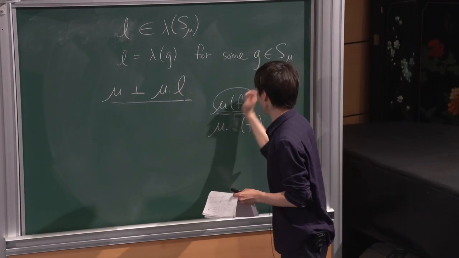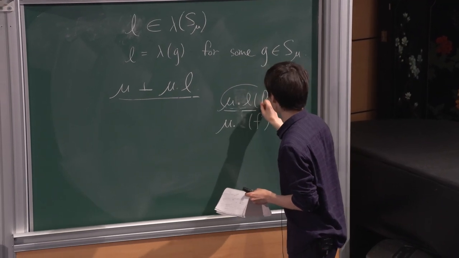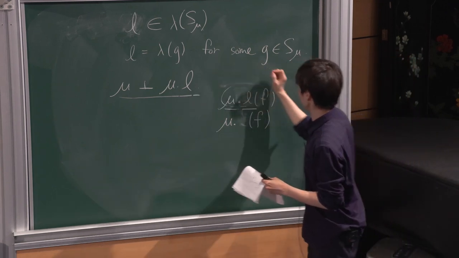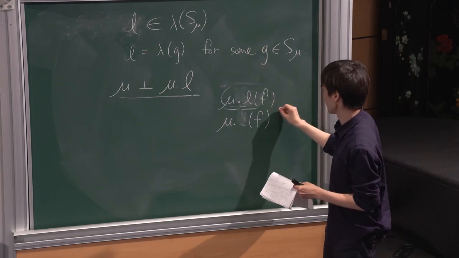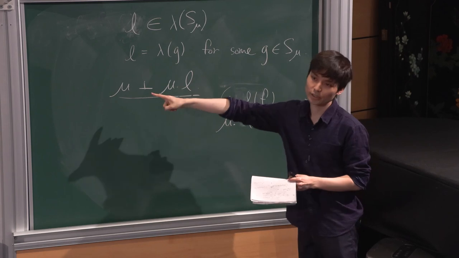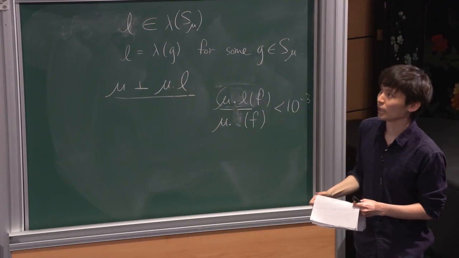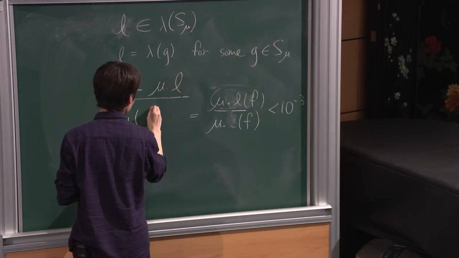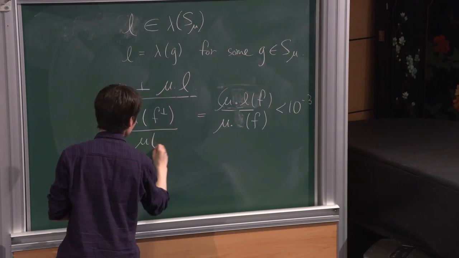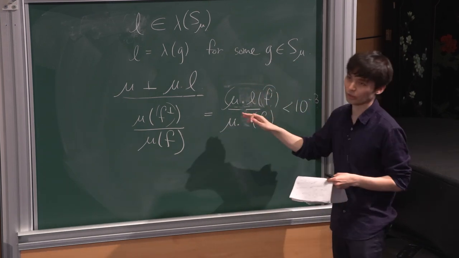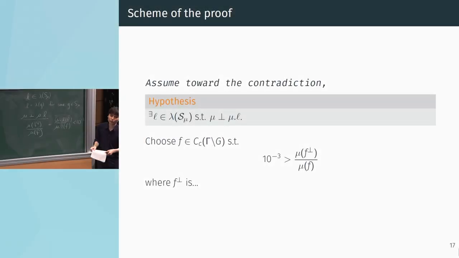I think I did it this way. You can choose a continuous function such that this is really small. I think I just wrote 10 to the minus 3, if these are mutually singular. You can do this in a very general setup. Then you can write this as mu of f_L over mu of f, where f_L is the translation of f by this element L. Actually, you have to do some thickening, but I don't want to go over this.